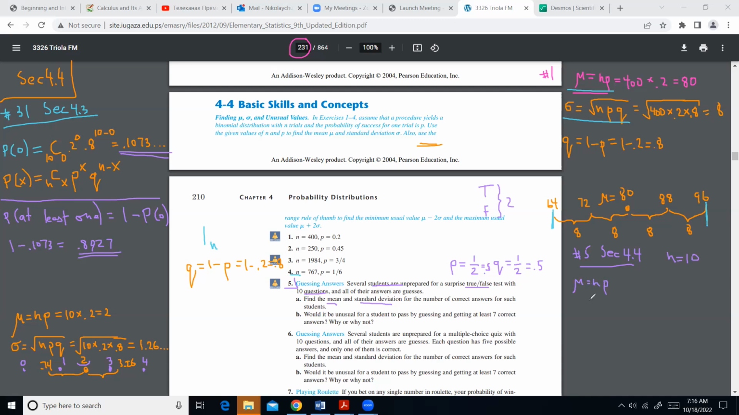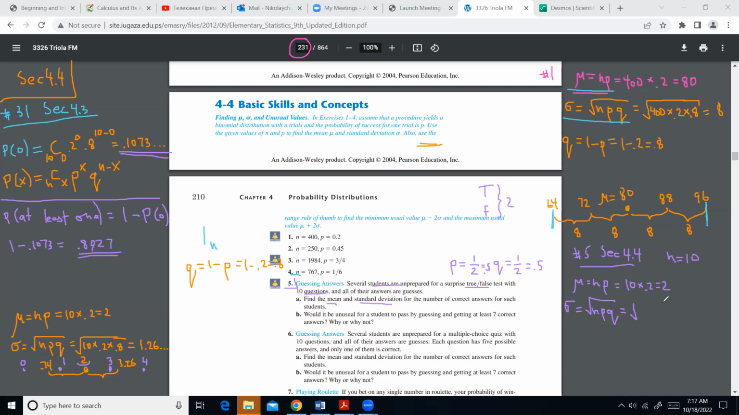and the standard deviation is the square root of npq. So this is a pair that we calculate using formulas. You just need a little calculator. The first one, I'm sure you can do without a calculator. It's 10 times 0.2, which is 2.